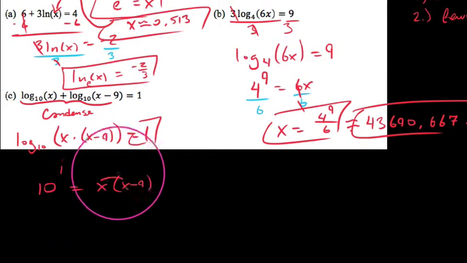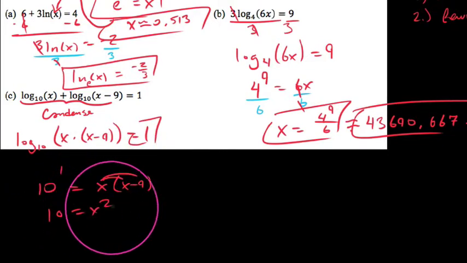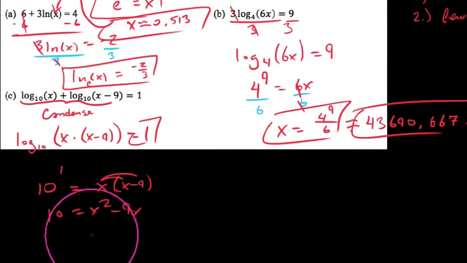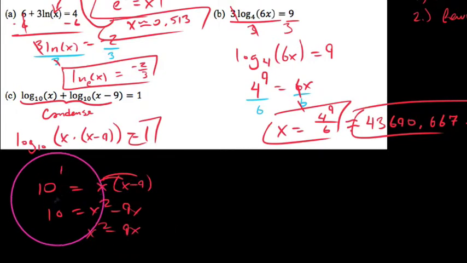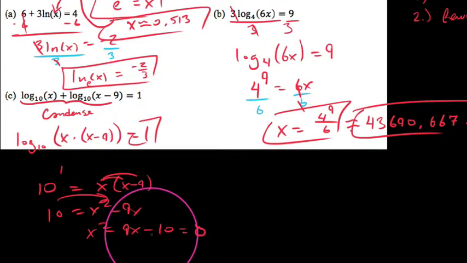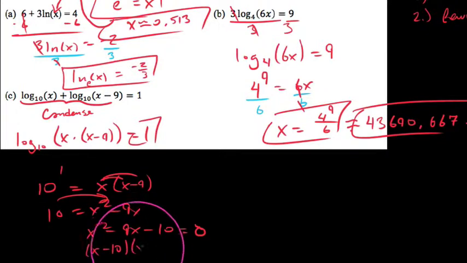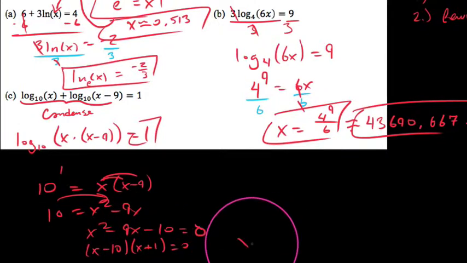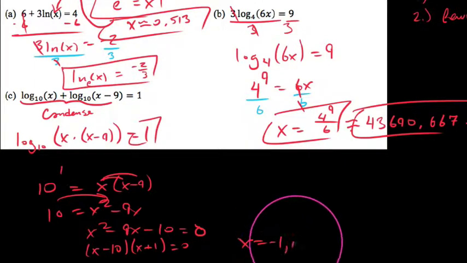So let's go ahead and distribute this. We say 10 equals x squared minus 9x. Let's go ahead and set this equal to 0. So we'd have x squared minus 9x, bring the 10 over here, it becomes negative, so minus 10 equals 0. Does this factor? 2 factors of negative 10 that add to negative 9? And yes, it does. We say x minus 10, x plus 1 equals 0. So we get 2 zeros here. We get negative 1, we get 10.